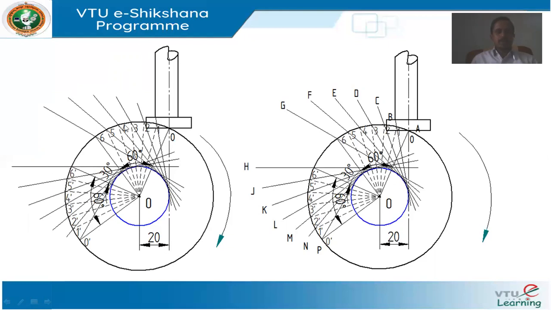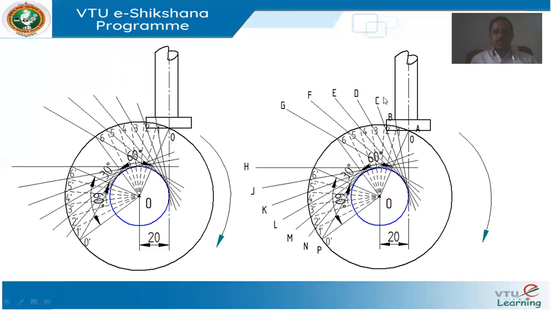Along these paths, with reference to these division points from the circumference of the base circle, we need to mark the intersecting points. Here also, on these extended paths, mark B, C, D, E, F, G from 1, 2, 3, 4, 5, 6. This distance we should select from the displacement diagram. During return stroke also, mark these intersecting points from H to P, from 6 dash to 0 dash. This distance we should select from the displacement diagram, that is during return stroke.